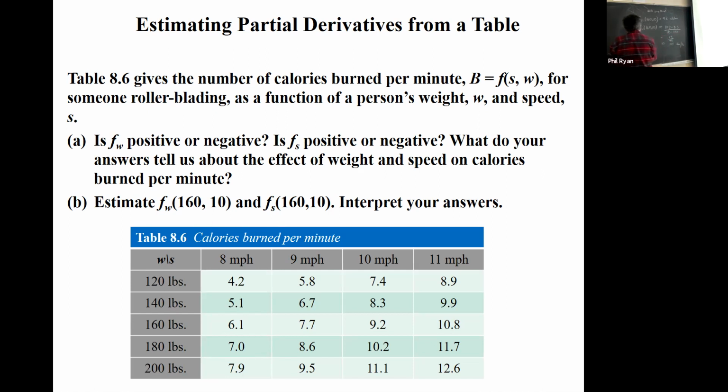Okay, we can ask, what is F_S at 160, 10? Well, this time we're in the row. And again, we do the same thing. We want a midpoint. We want it as small as possible. And so now we get 10.8 minus 7.7 over 11 minus 9 equals, what's that? 3.1 divided by 2 is 1.55 calories per minute per mile per hour.